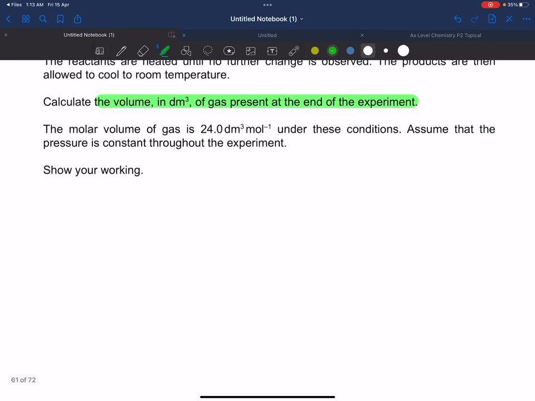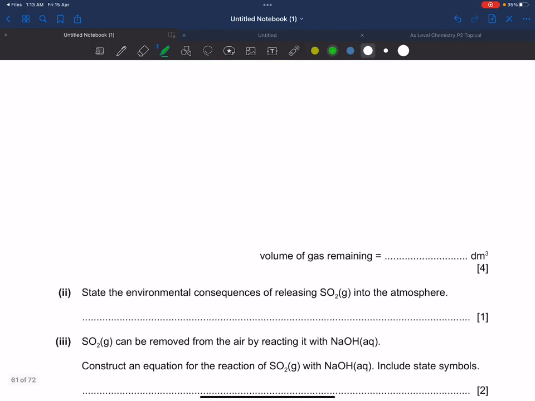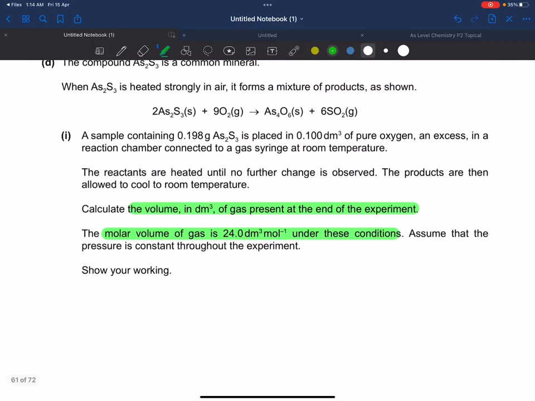Molar volume is 24 dm cube per mole under these standard conditions. Now the next part is: assume that the pressure is constant, show your working. How many marks is this? 4. So now, how are you going to work it out?